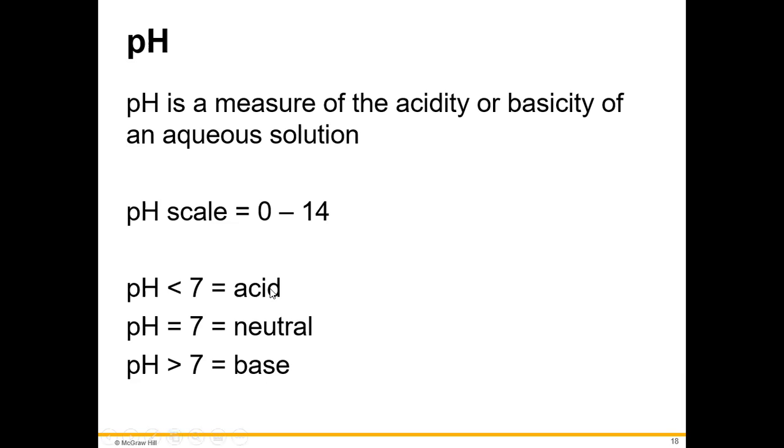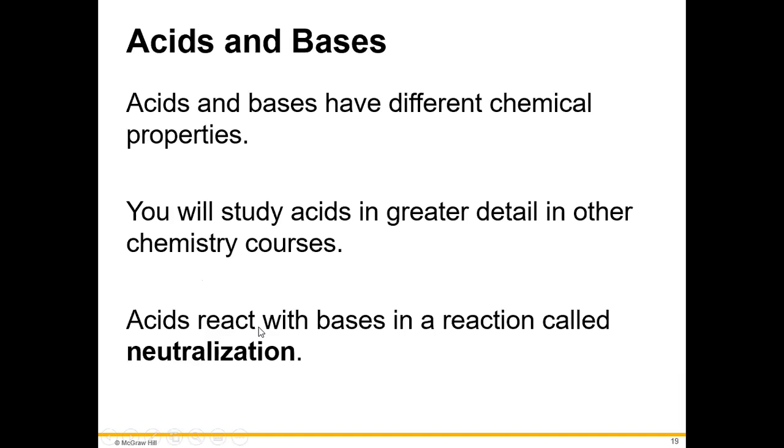So if the pH is less than 7, it's called acid or acidic. If the pH is greater than 7, it's a base or basic. And then if the pH is 7, then we say it's neither an acid nor a base, it's called neutral.